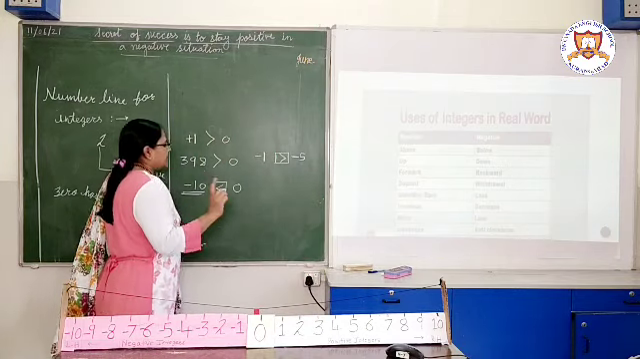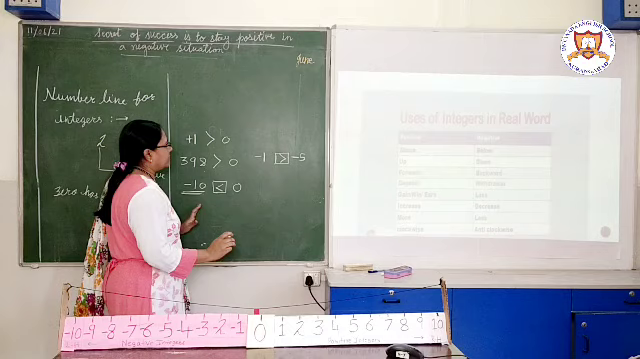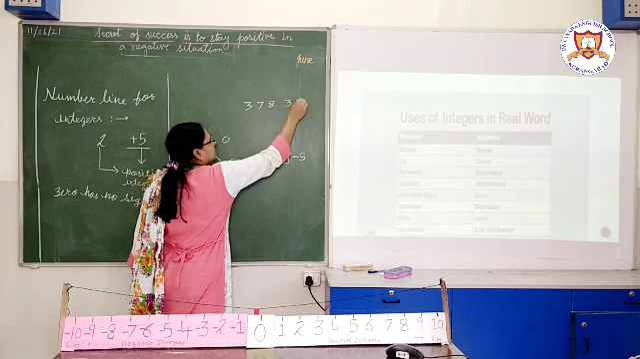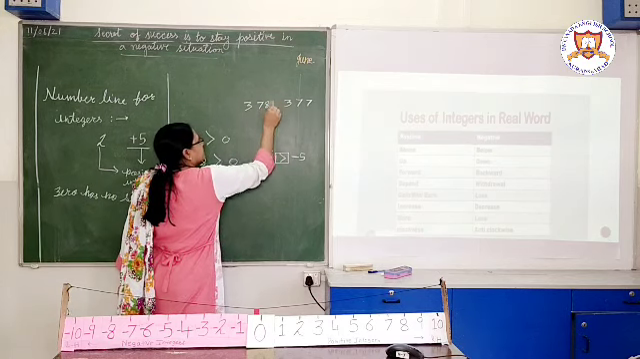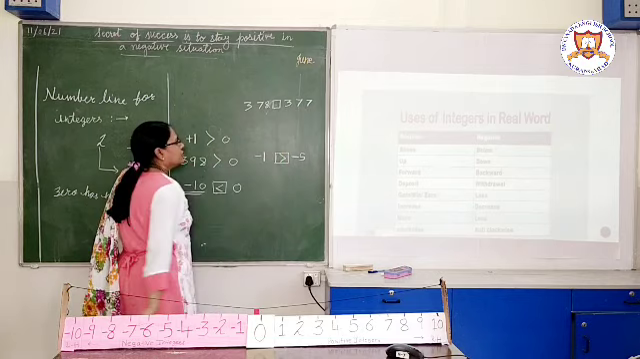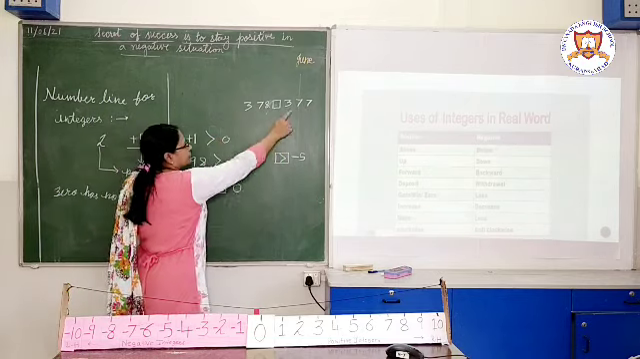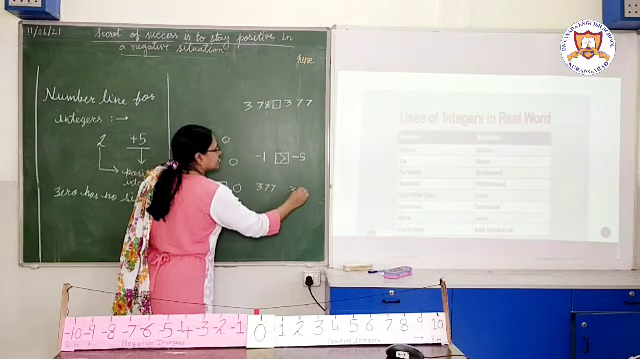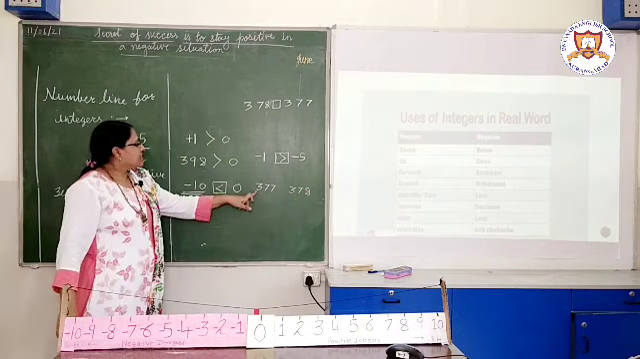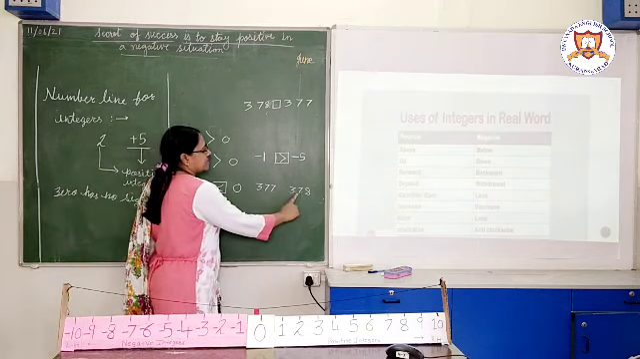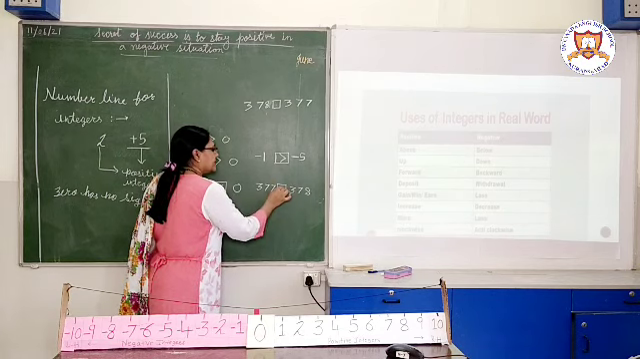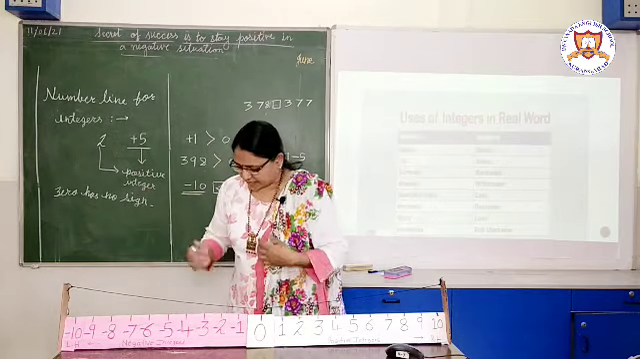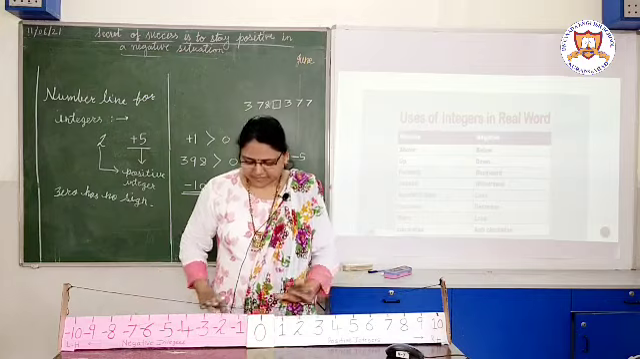Now whenever you have a comparison of 3-digit numbers, let us do the comparison between these 3-digit numbers. Whenever we write numbers in ascending order, first we write 377 and then we write 378. So the right side number, 378, is always greater than the left side number. Like this way we will do the comparison.